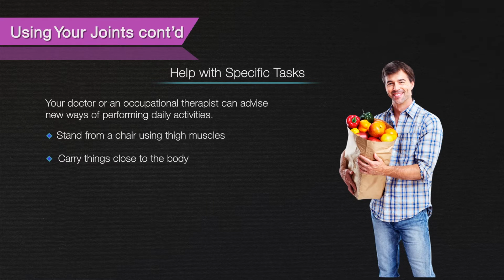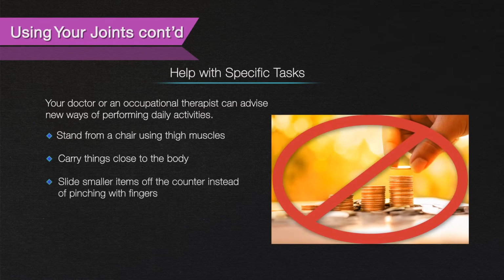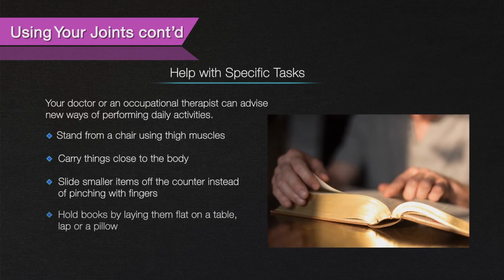of your fingers. Picking up smaller items can be done by sliding them off of the countertop instead of pinching your thumb and forefinger together. A book can be held in your palms instead of bending your fingers. Or you can lay it flat on a table or on a pillow in your lap.